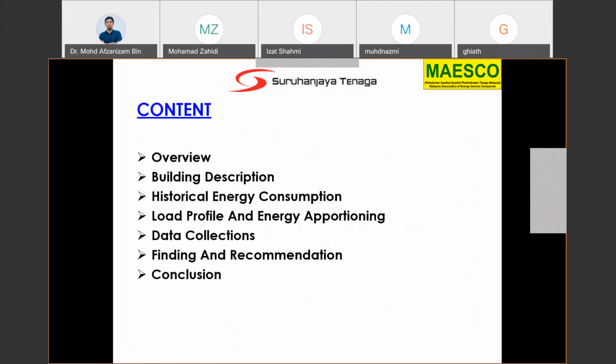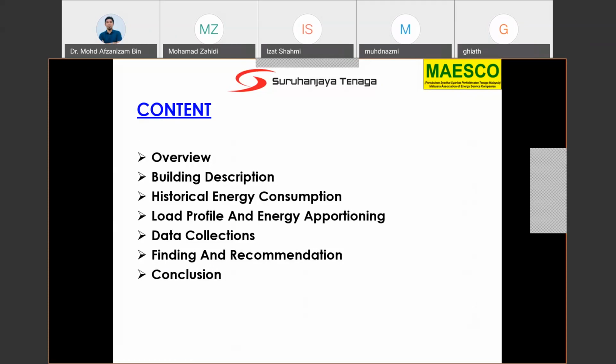Okay, the content: the report overview, the description, historical and function, the load profile and energy efficiency, data collection, finding and recommendation, and conclusion. So if you become an auditor, at the end of your session you need to publish a report. You may refer to this kind of content or outline to report to the top management as part of your finding.